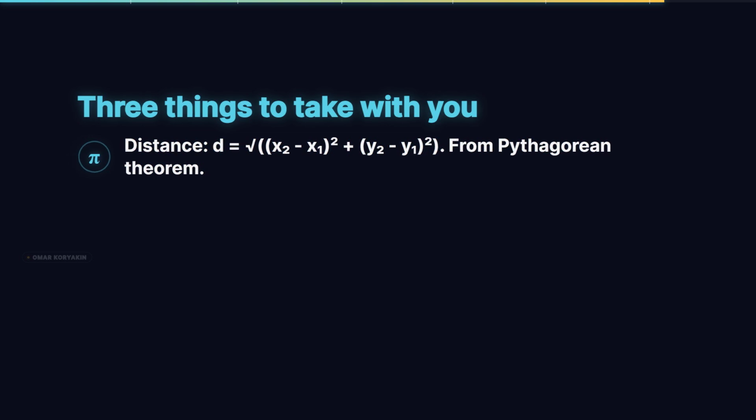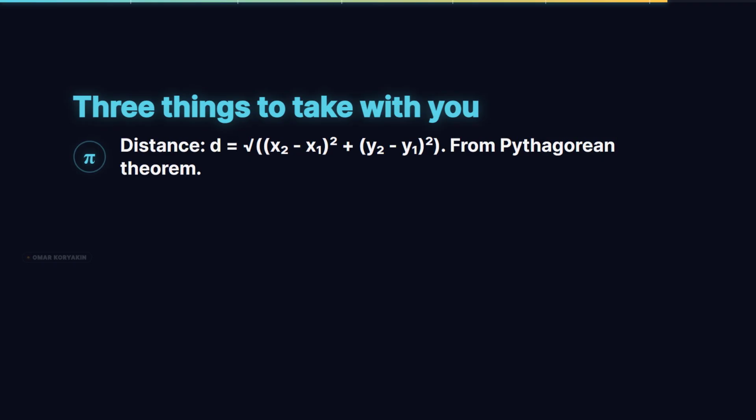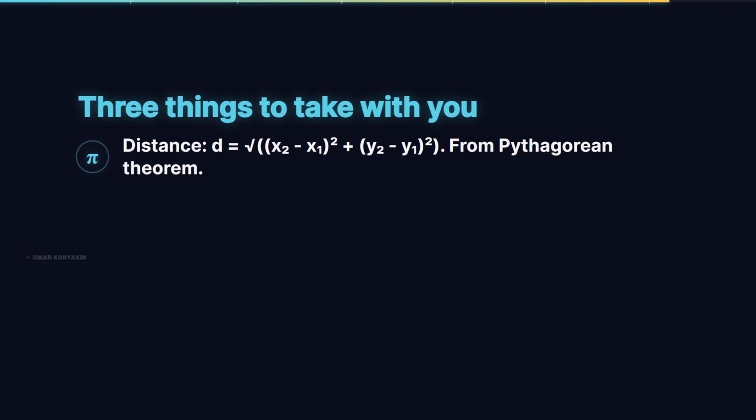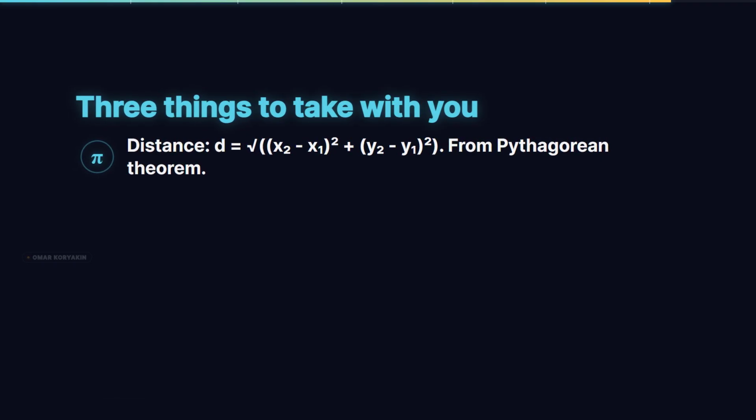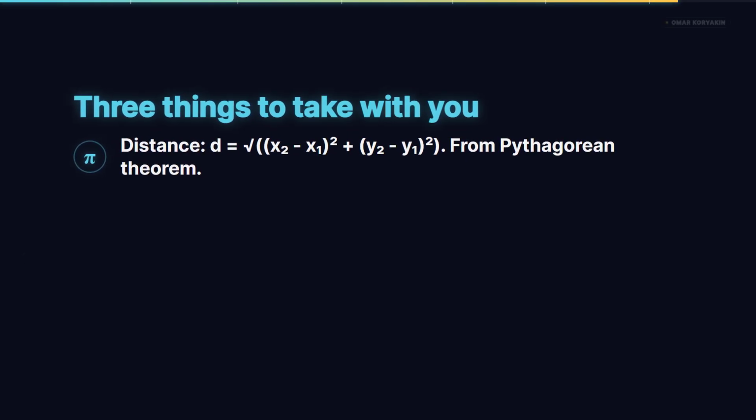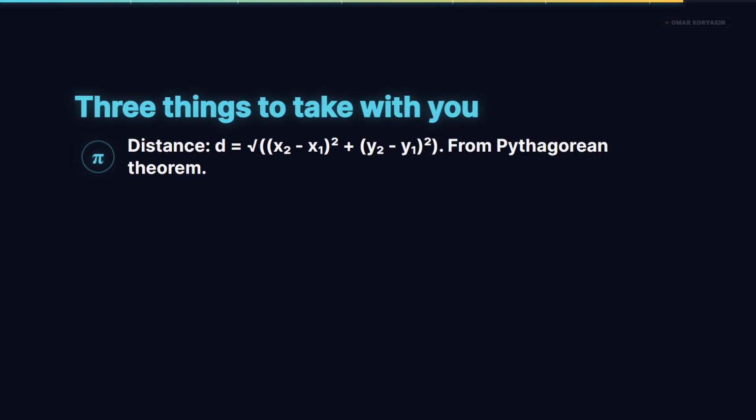First, the distance formula computes the straight line distance between 2 points x1, y1 and x2, y2 as the square root of the sum of the squared differences in the coordinates. D equals square root of x2 minus x1 squared plus y2 minus y1 squared. The formula comes directly from the Pythagorean theorem applied to the right triangle whose legs are the horizontal and vertical separations between the 2 points. Memorize this one line and use it on every distance problem in the rest of the course.